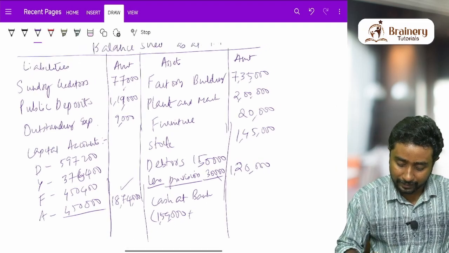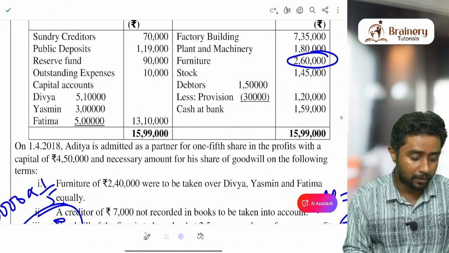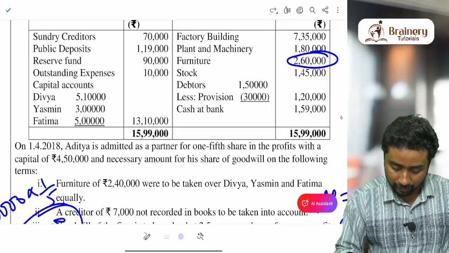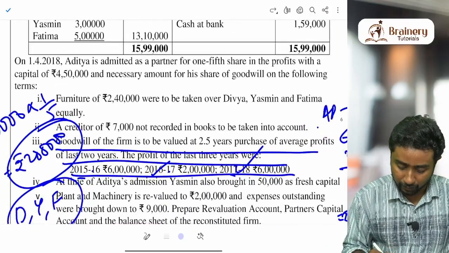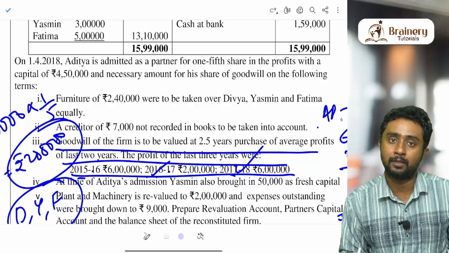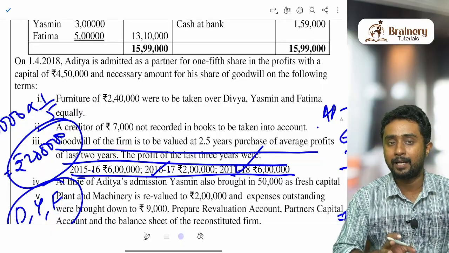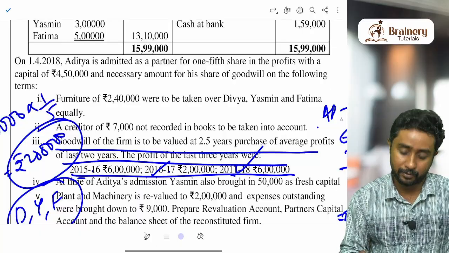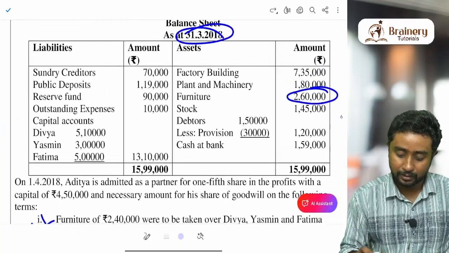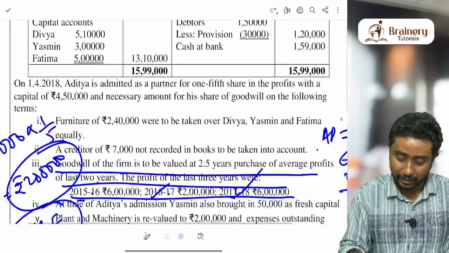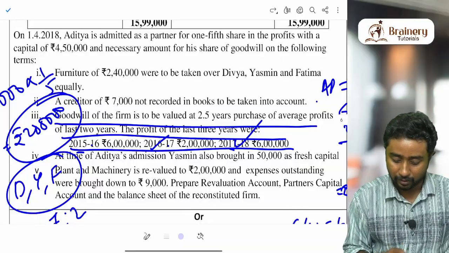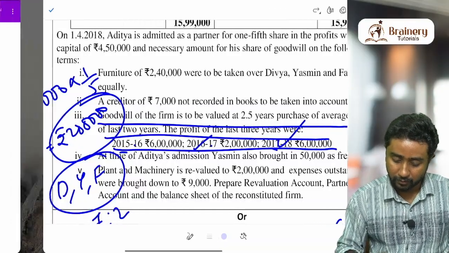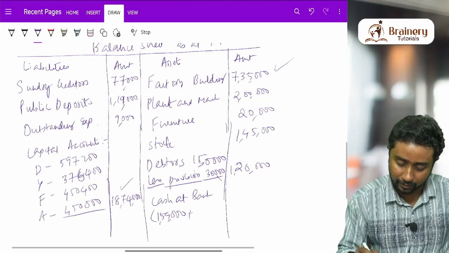Now, before going to the asset side, always make sure that there is no unrecorded liability yet to be recorded. There was one unrecorded liability, which was a creditor of 7,000 not recorded. But now we have added that amount to the already existing creditors, so there is no unrecorded liability left. Now coming to the asset side, first amount is factory building. Is there any change to factory building here? According to the terms and conditions mentioned here, no, there is no change. So we are recording the same value here, 7,35,000.